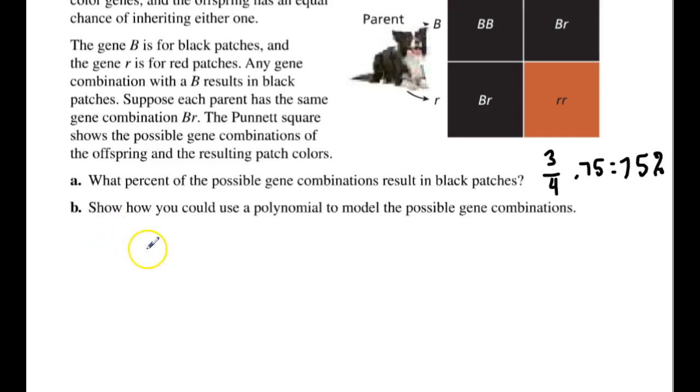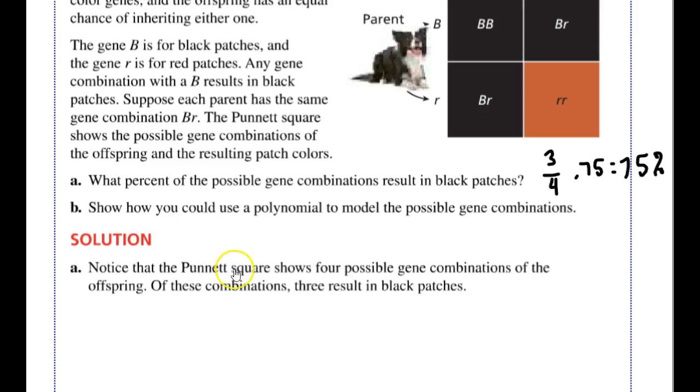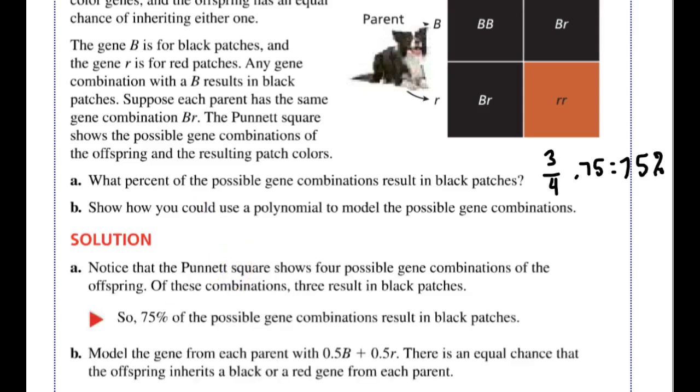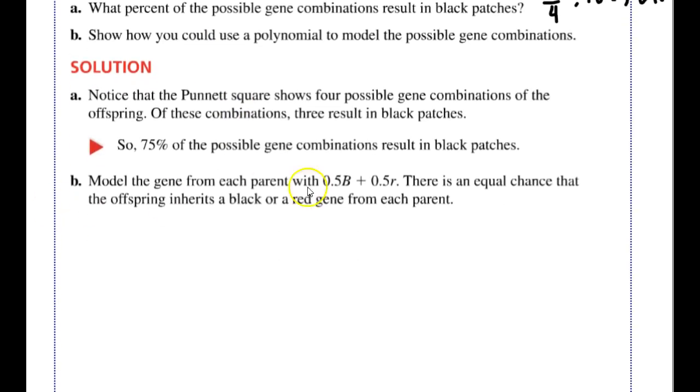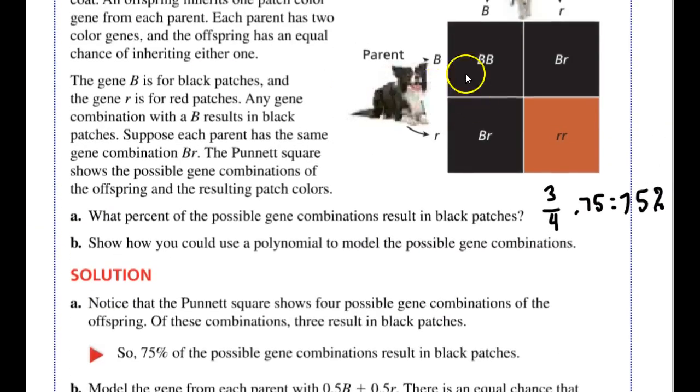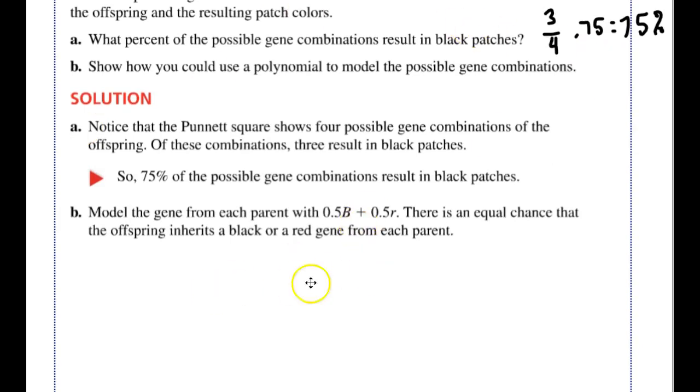So now I'm supposed to show how you could use a polynomial to model the possible gene combinations. So one thing I can do is use different values and use these letters to help me. So I'm going to look at this here. We're just going to click through this. Right, so this is part A that we already talked about. So I'm going to model each gene from the parent with 0.5b plus 0.5r. And I know that because each parent has one of each. So half of what the parent gives is a capital B and half of what the parent gives is that r. So there's an equal chance from each parent. So that's why they're both 0.5.